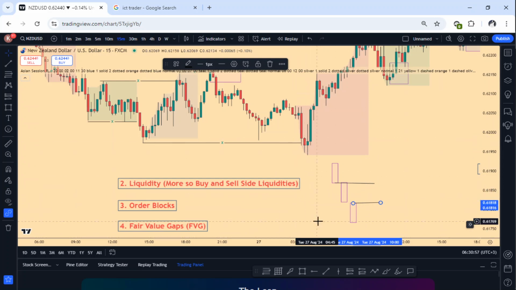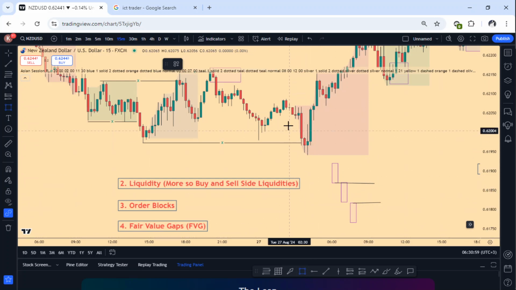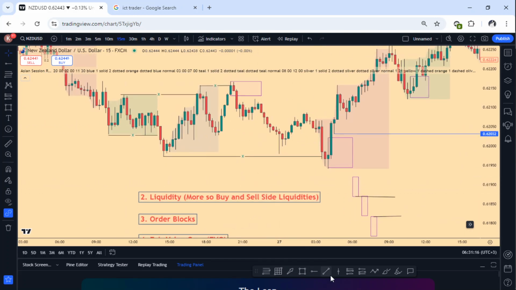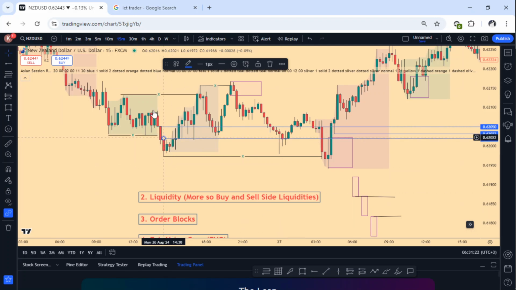Like in this case, if we check this, you will see that this is the first candle, this is the second candle, the third candle. You will find that there was some space in between. Now this is what is called fair value gap. Now let me look for another example. When price displaces heavily, you can see this is the first candle, this is the second, this is the third.